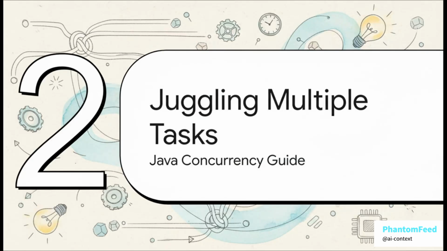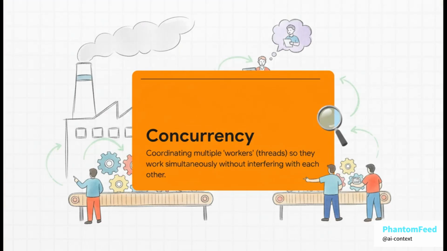Okay, pillar number 2. We're now looking at how Java applications can become master multitaskers, doing many things at once, and most importantly, doing it safely and efficiently. Let's talk about concurrency. The best way to think about concurrency is to imagine a factory. Each thread in your application is like a worker on an assembly line. Now, if you're the factory manager, your job is to make sure all these workers can do their jobs at the same time without bumping into each other or breaking the machinery or just causing total chaos. That coordination, that's the heart and soul of concurrency.